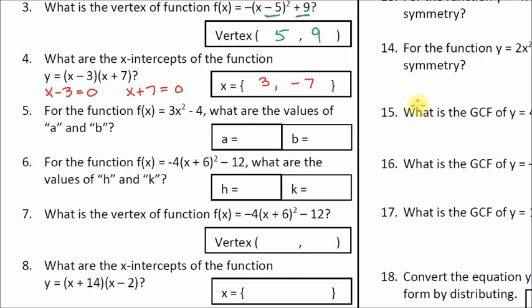Number 5. Now we're going to go back and kind of repeat what we did before to practice. This is where you should definitely stop the video now and do 5, 6, 7, and 8 and see if you can do those on your own.